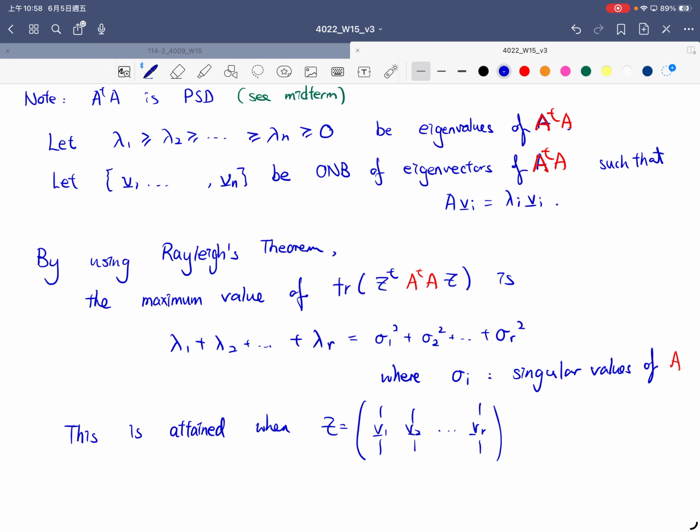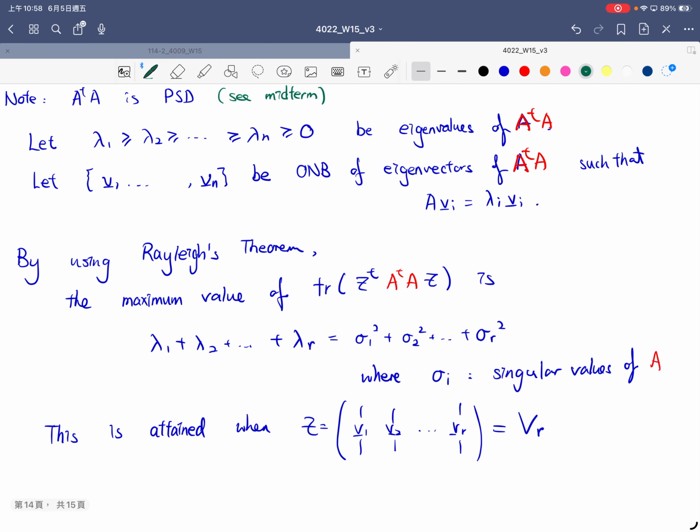But once upon a time, when we learned SVD, we gave this matrix a name. We call it V. So this is the first R columns of the matrix V. It's like you truncate your matrix V by just leaving the first R columns.